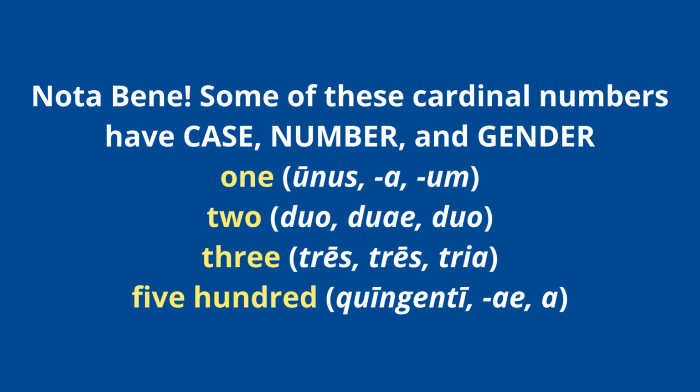But you're going to realize that numbers 1, 2, and 3, and 500, I keep skipping 500, they have to agree with the noun they're going with. So whatever the case, number, and gender of your noun is, that's what it's going to be for the adjective, or the number in this case as well. Okay, so just keep that in mind.